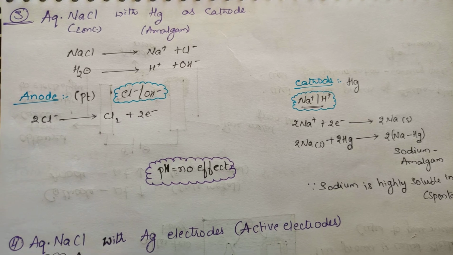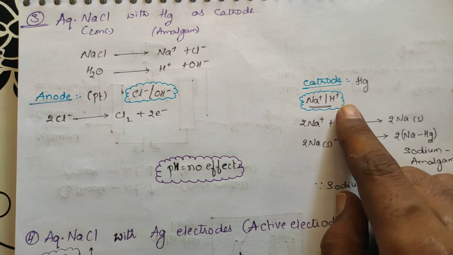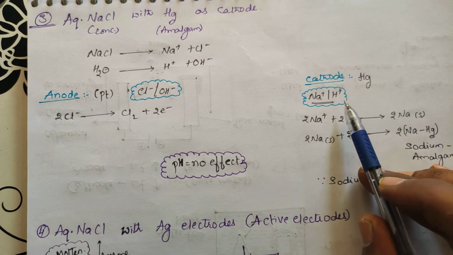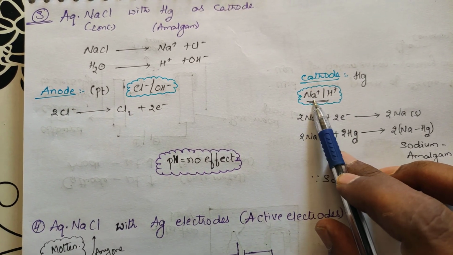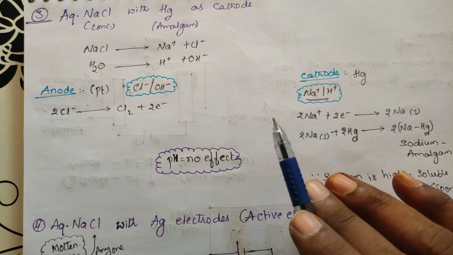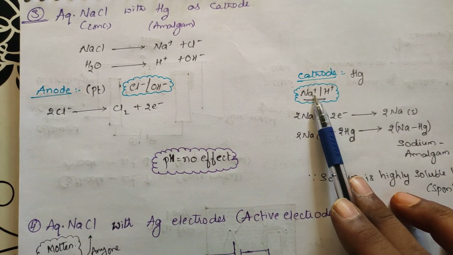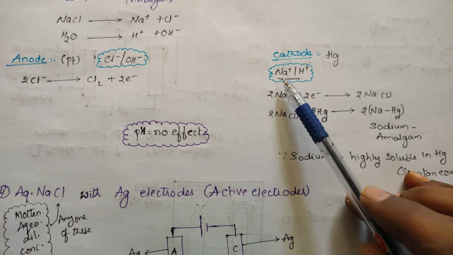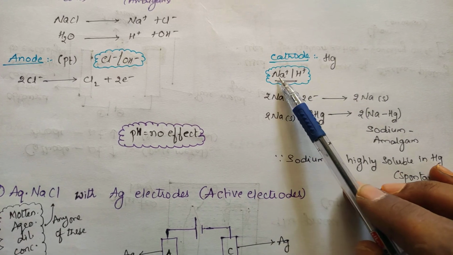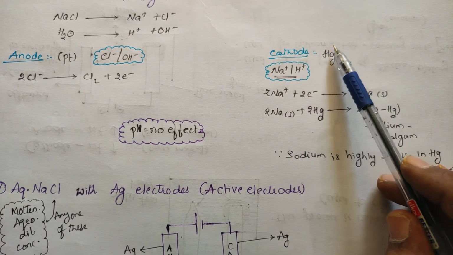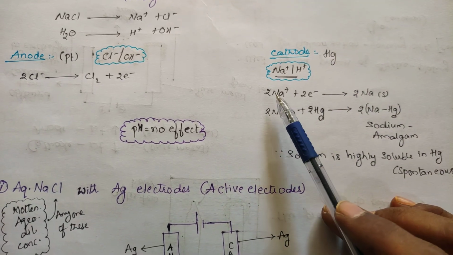With respect to cathode, mercury is present. So you are having two conditions here, Na plus as well as H plus. So H plus will be having higher reduction potential compared to the Na plus. H2 should be liberated. But in this case it will not liberate, because sodium is having high affinity towards mercury. So H plus will not be discharged easily because Hg is acting as an electrode. It attracts the sodium plus towards itself.